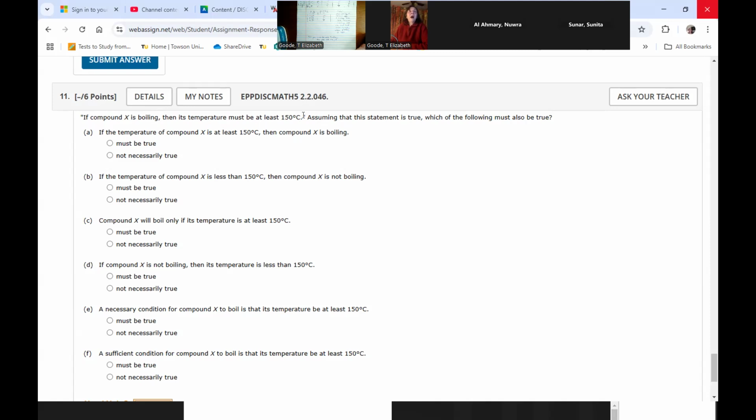All we know is the contrapositive has to be true, that if it's not at least 150 degrees, then it's definitely not boiling. But if it's not boiling, it might be that it's not boiling because the temperature is this high, but there's something else going on that we don't know about, like a really, really high atmospheric pressure that would keep the compound from being able to boil, because that also affects boiling point. In fact, boiling points are a measure of exactly the temperature that is required for something to change from liquid state to gaseous state under 1 atmospheric pressure.